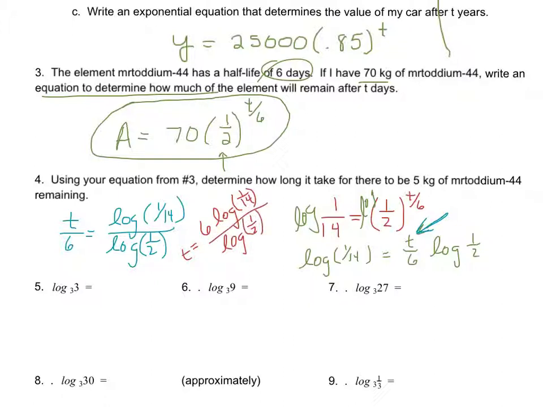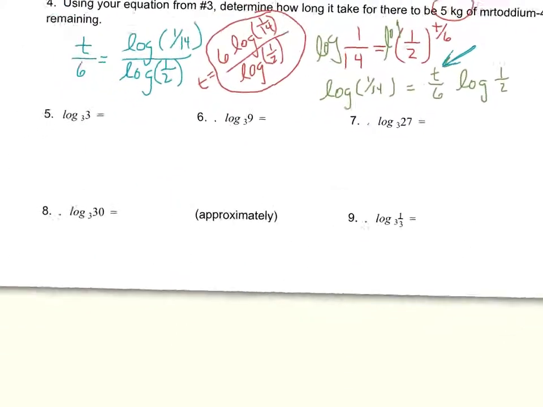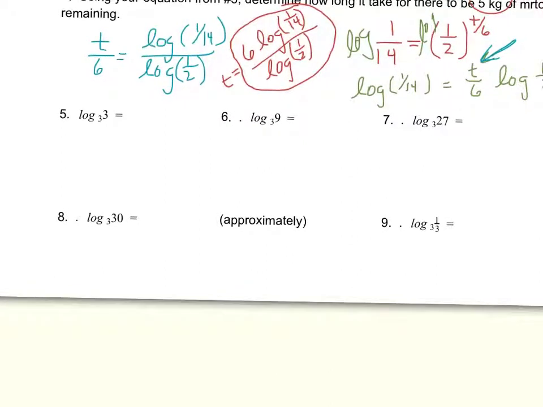And at this point you would just get out your calculator and type that in, and it would tell you how much time has to pass for the 70 kilograms I started with to leave only 5 kilograms of clearly radioactive Mr. Todium remaining. Alright, let's slide up here a little bit more. Now we just have to evaluate a few logarithms.